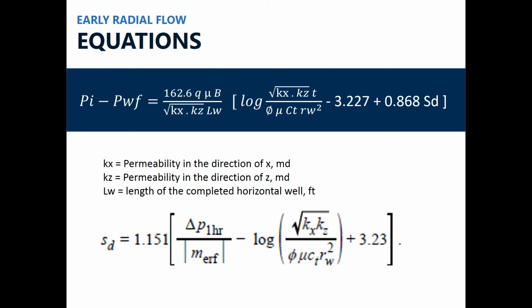Kx is the permeability in the direction of x. Kz is the permeability in the direction of z. Lw is the length of the completed horizontal well. The equation of the skin is expressed at the bottom of the slide. The MERF stands for the gradient of the early radial flow, which can be obtained from the plotted graph together with the delta P at 1 hour.